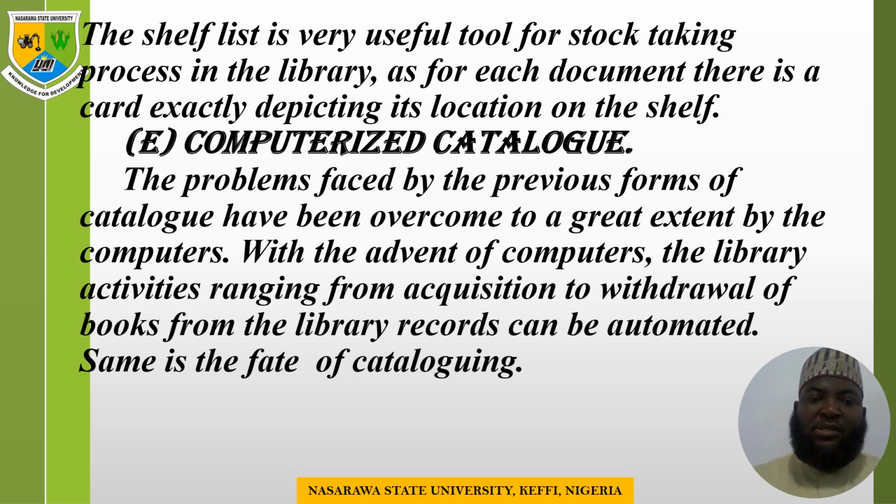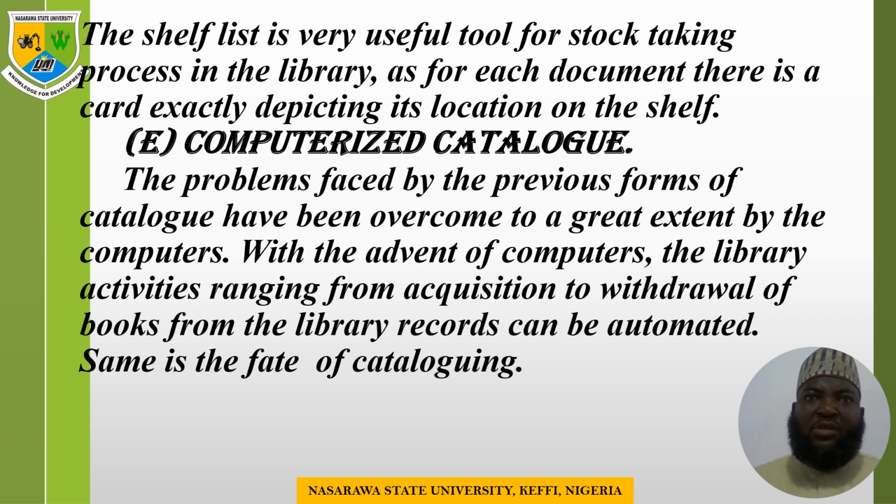The next one is the computerized catalog. The problems faced by the previous forms of catalog have been overcome to a great extent by the computer. With the advent of the computer, library activities ranging from acquisition to withdrawal of books from the library record can be automated. Same in the field of cataloging. In this type of cataloging, it is easier for the user to access the available resources in the library, where they are using a local network.